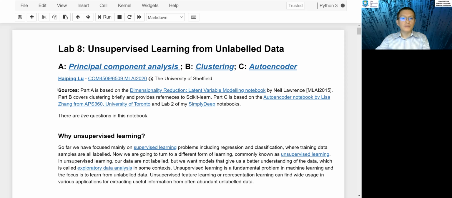reconstruction of images. And again, I have to acknowledge the several sources that were very helpful in preparing this notebook. And there are 5 questions set in this notebook.